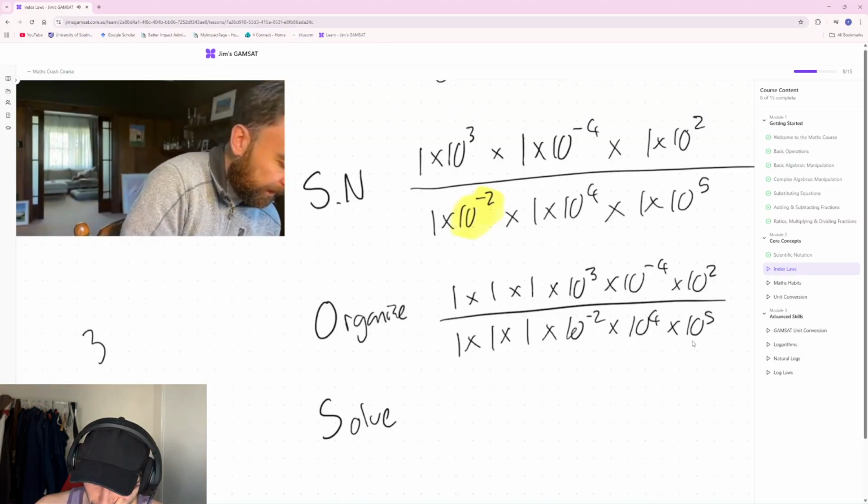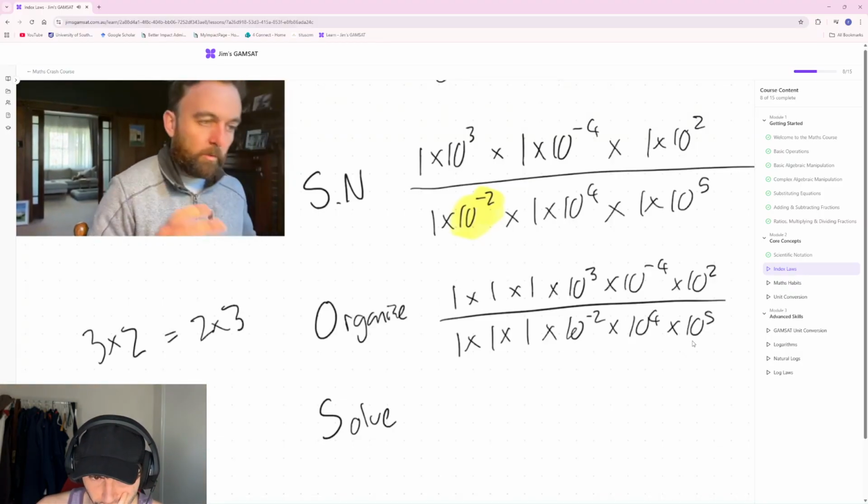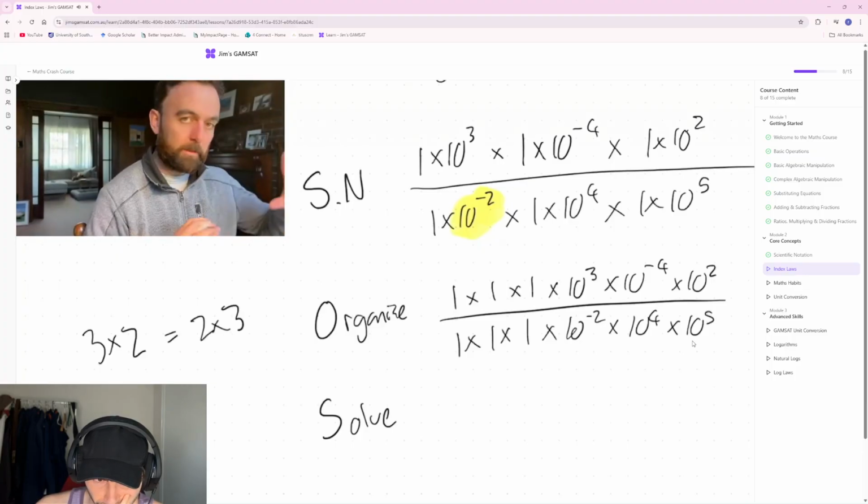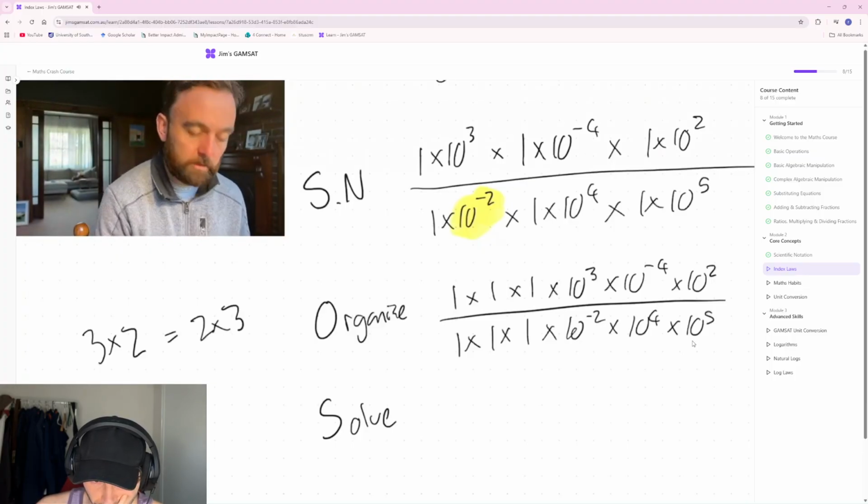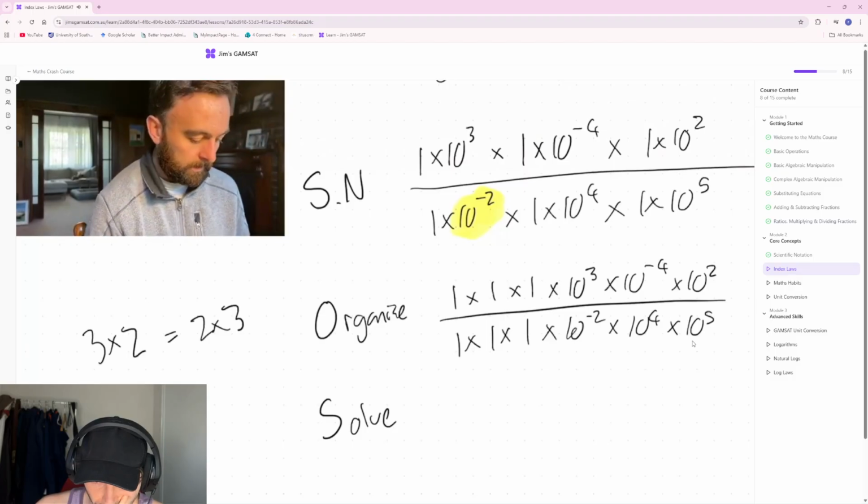And this is because 3 times 2 is the same as 2 times 3. When you're multiplying things, it doesn't matter what order they're in. One can be over there, one can be over there, and then you can swap them. Doesn't really matter. So this will still equal the same thing. And this will become helpful later. So we organize and then we solve.